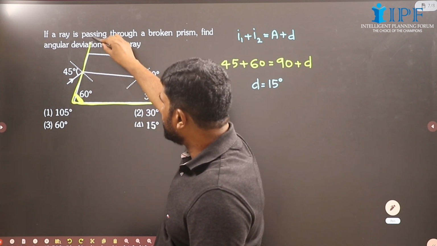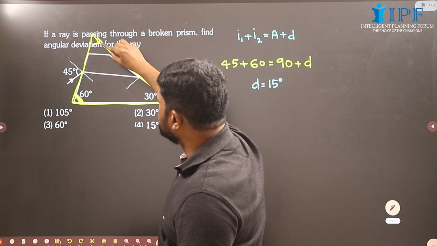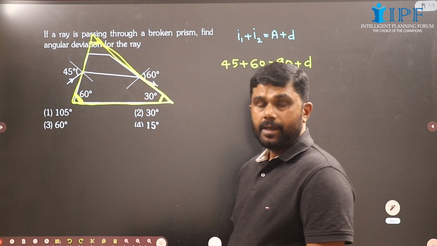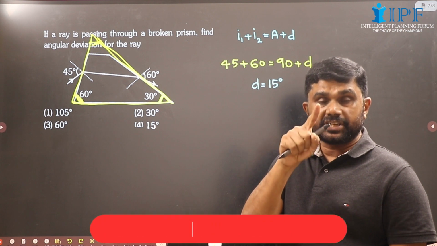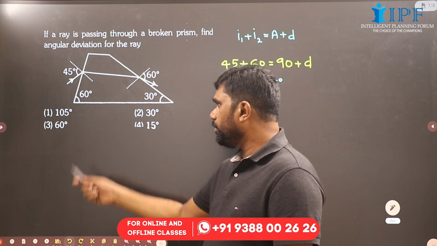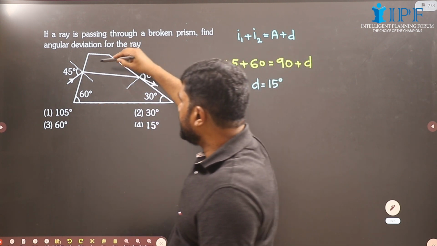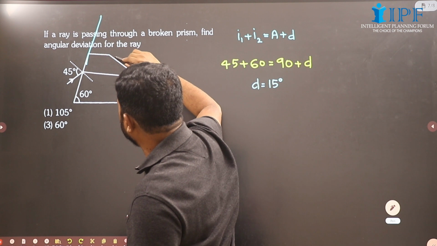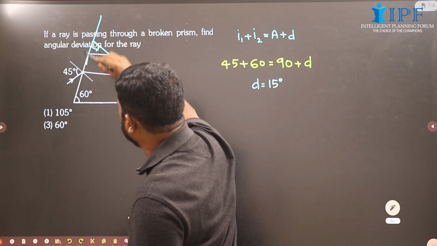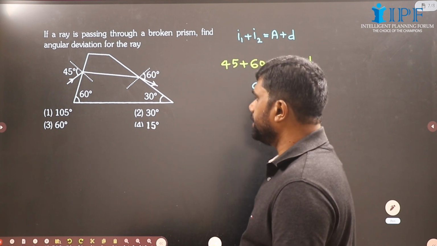Now if we complete this like this, then this angle should be 90 degrees, because the sum of the three angles of a triangle should be 180. The sum of these two angles, 60 and 30, is 90. So this must be 90 degrees. So the angle of the prism is 90 degrees.